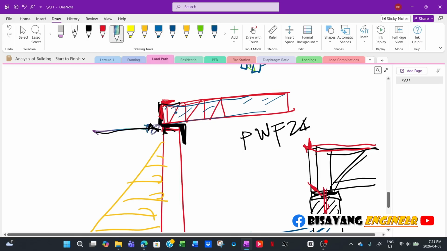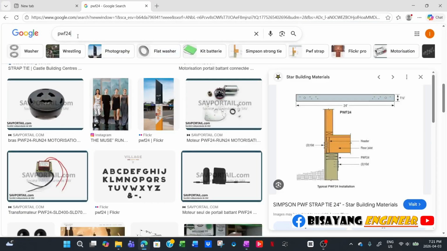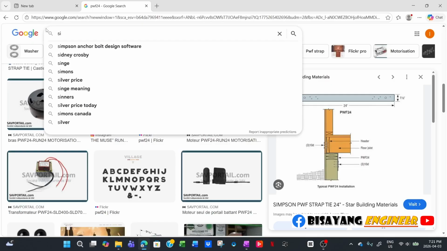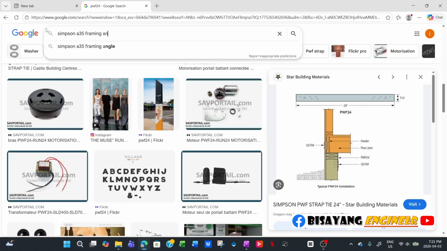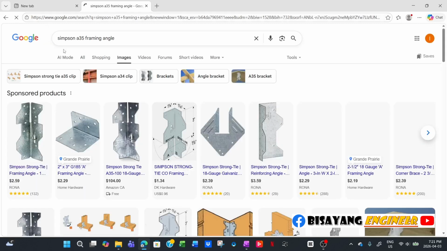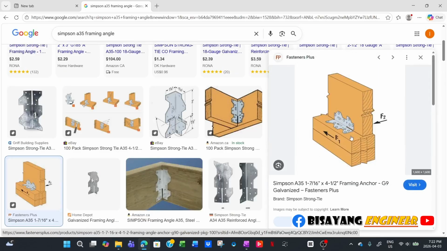Or sometimes we will specify a framing angle here. Typically we use the A35 framing angle. So it looks like the Simpson A35 framing angle. So this is now the application.